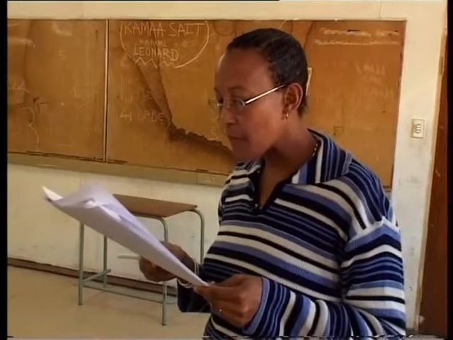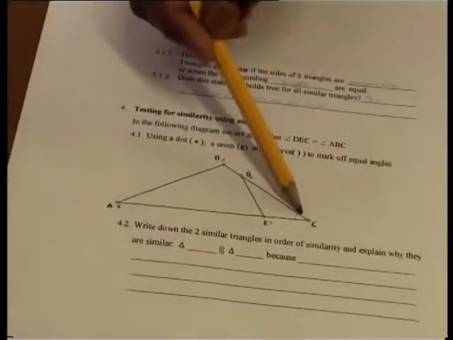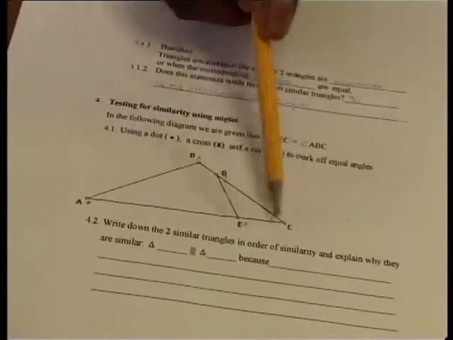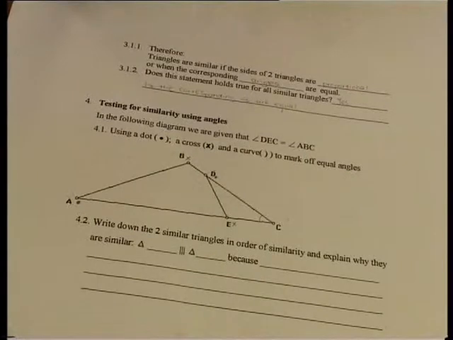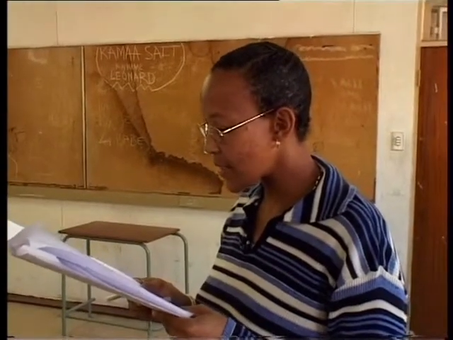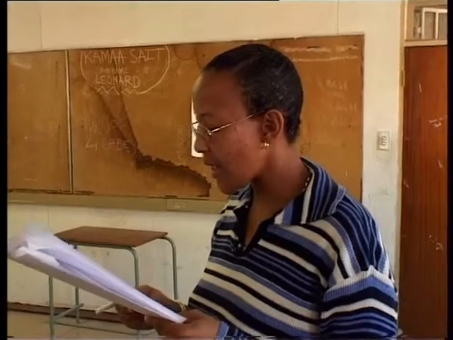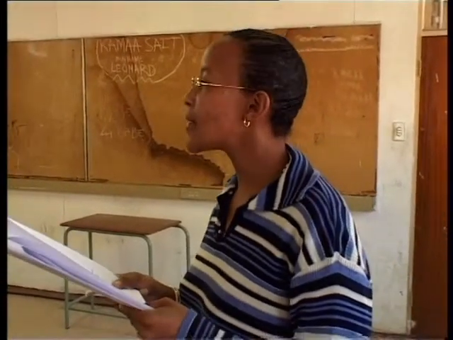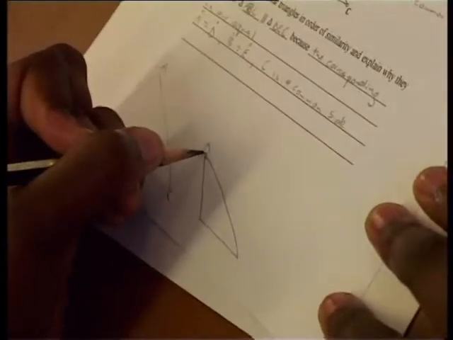So here you have a triangle ABC and triangle DEC. We are given that angle DEC is equal to angle ABC. Learners are required to mark off the other equal angles. And then after that, you write down two similar triangles in order of similarity and explain why they are similar. Learners often struggle when testing for similarity between triangles that are within triangles.